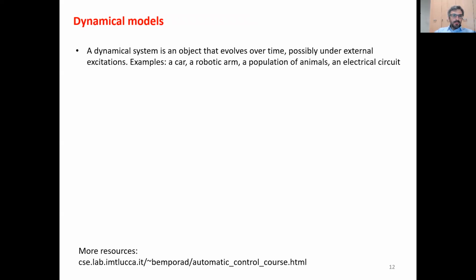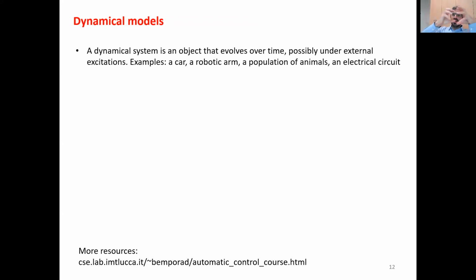Then we can give here, for the ones that didn't do the previous course in control, some definitions. What is a dynamic model? First is the description of a dynamical system, that is an object that evolves over time under some, for example, external input, but not only.